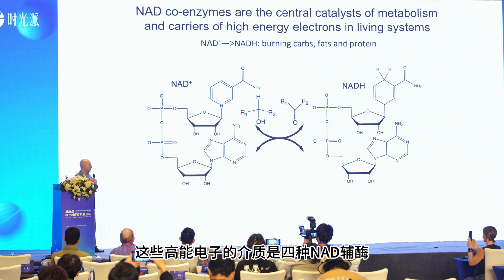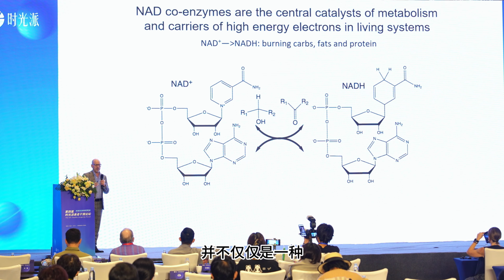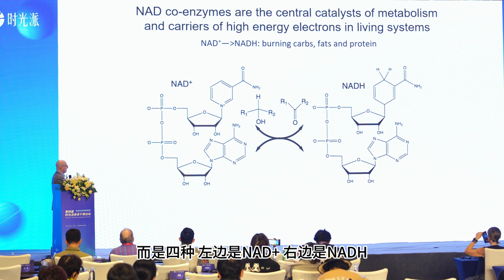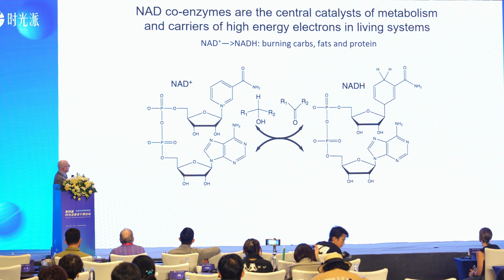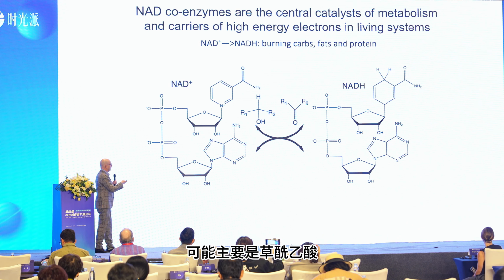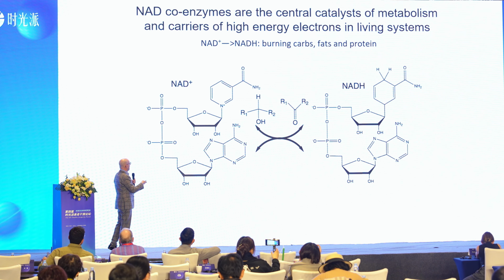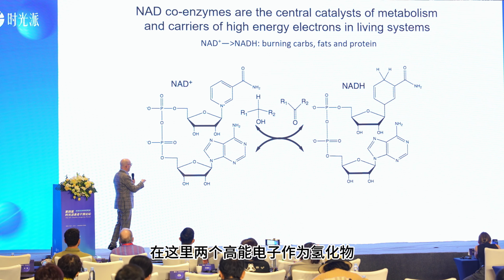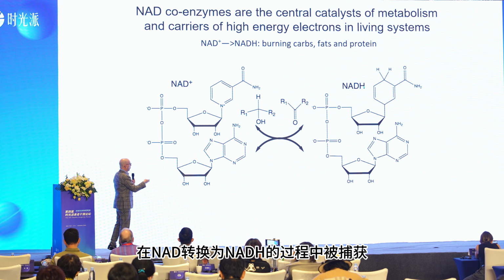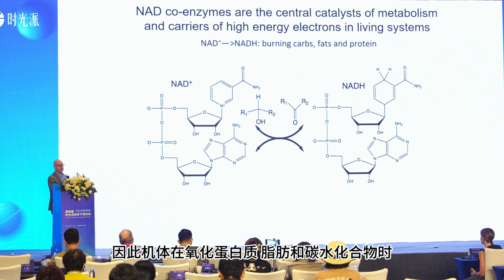And the mediators of these high energy electrons are 4 NAD coenzymes, not 1 NAD coenzyme, but 4. NAD plus on the left, NADH on the right. You can see that there's a typical substrate. This could be malate to oxaloacetate here, an alcohol to a ketone in this case. And what's happening here is high energy electrons, 2 of them, as a hydride, are captured on this NAD forming NADH. And so that's used to capture electrons from our food, so when we're oxidizing protein, fat, and carbohydrate.